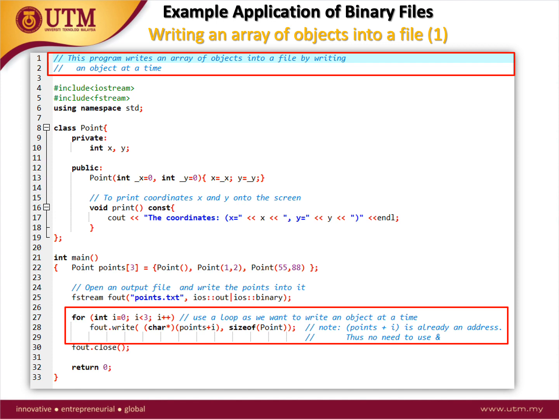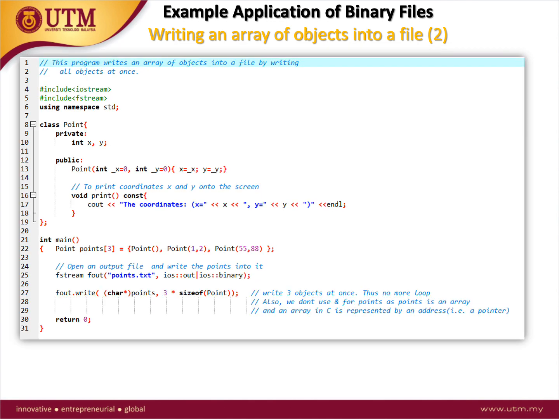Now here we can see that points plus i is already an address, so we don't have to use the typecast operator as just now. This is an example whereby we do not use the looping condition, i equals 0, i less than 3. This is how we write 3 objects at once. So we put 3 times the size of Point, and we point to the array that we already declared here.